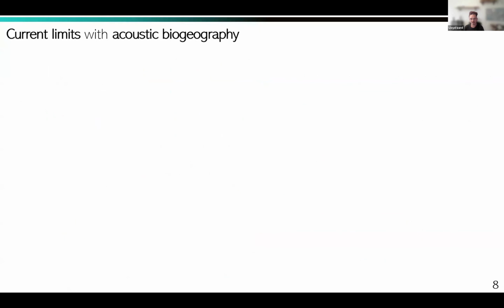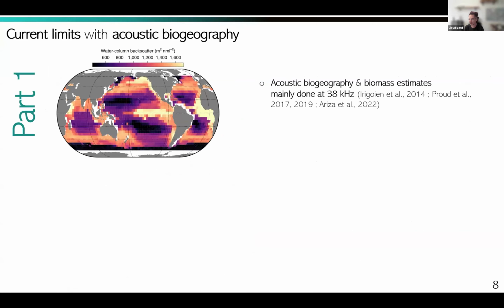Now, I think we can identify two main limits with current acoustic biogeography. The first one is that until now, the research has principally focused on the 38 kilohertz frequency to perform biogeography or biomass estimates at a large scale. You can see here on this map that, for instance, we observe and predict the lowest biomass in the Southern Ocean or in polar regions.